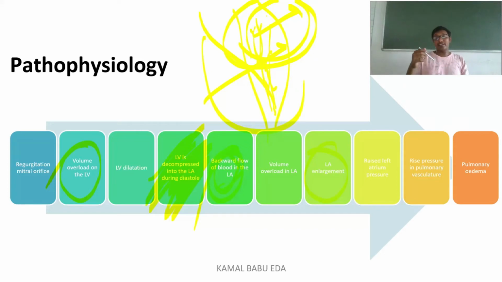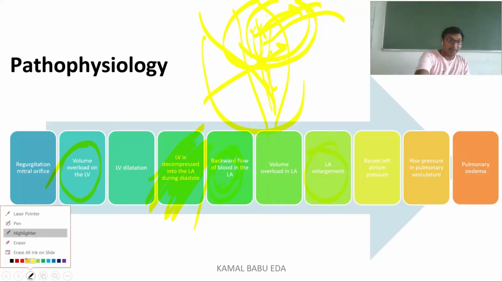Once the left atrium is enlarged, automatically the pressure in the left atrium is raised, and ultimately the pressure is mainly going into the pulmonary vasculature. As I said in the last class, if you have seen my last class, I explained what the circulation is.